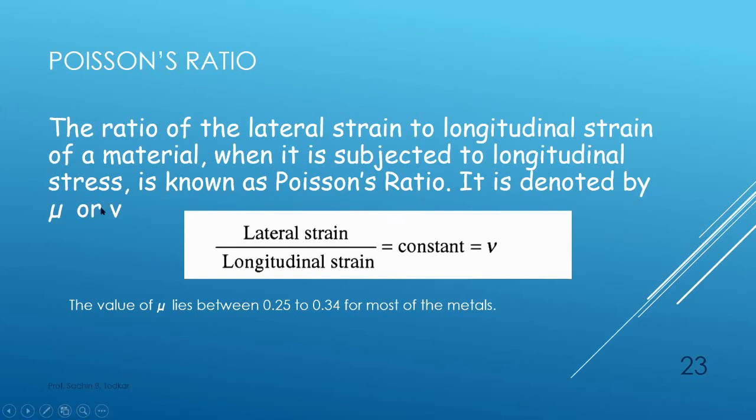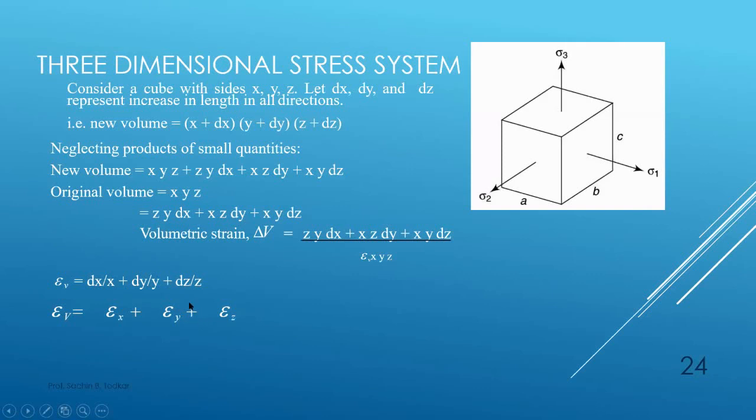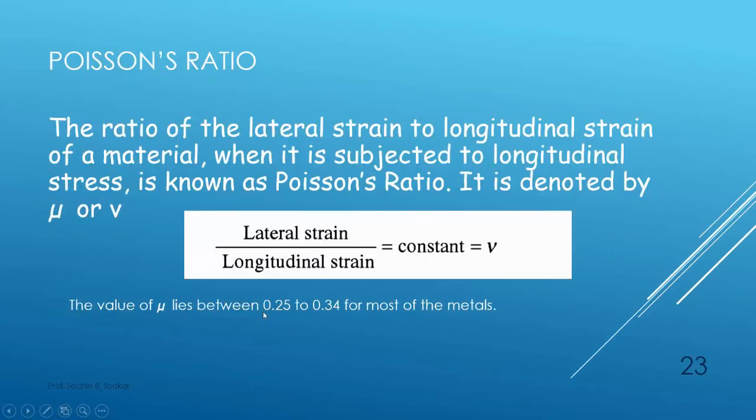It may be denoted as mu or nu. It is mu, a Latin symbol, or nu. Normally we use mu, and it lies between 0.25 and 0.34 for most of the metals.